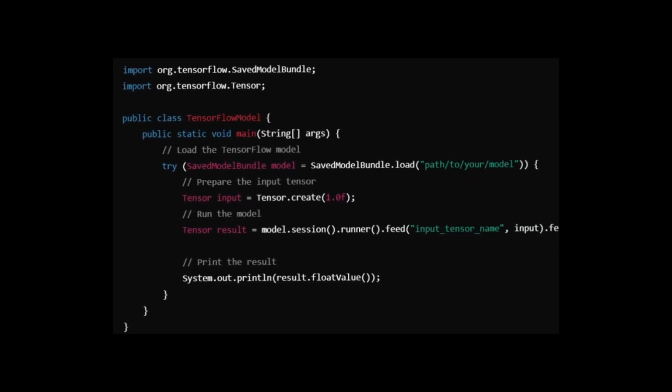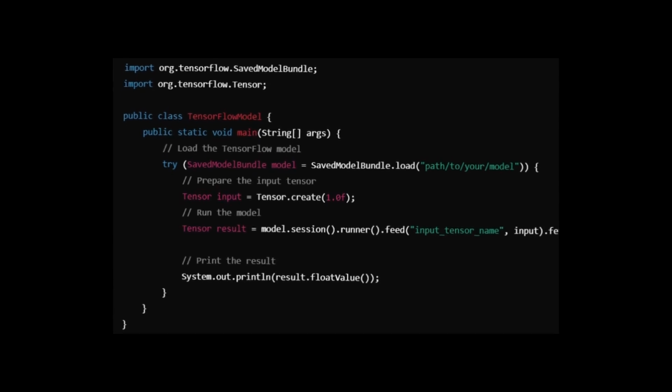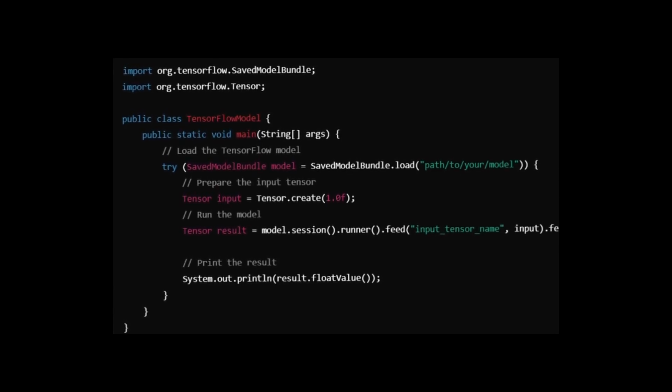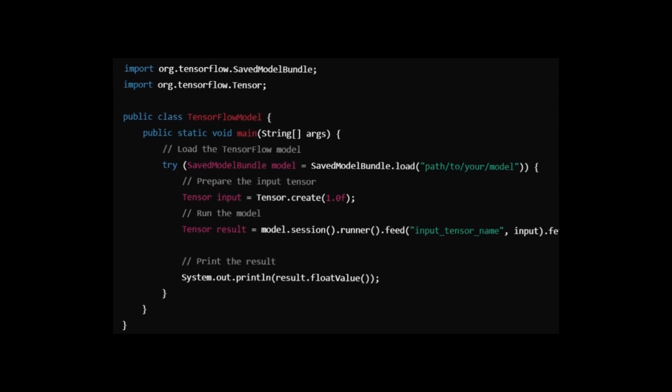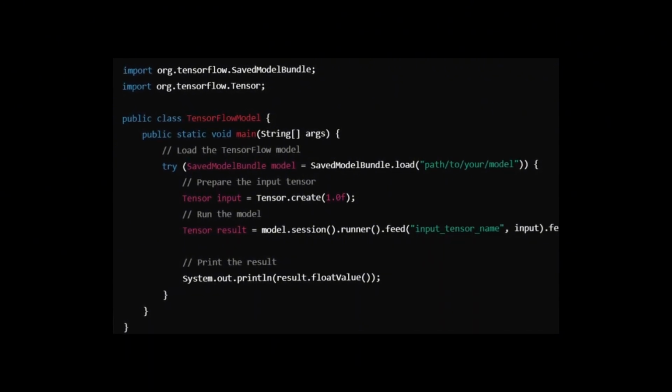The TensorFlow Java API allows you to load pre-trained models that have been saved in the .pb or SavedModel format. Here's how you can load a TensorFlow model. SavedModelBundle.load will load a saved TensorFlow model. The runner method executes the model's session, feed provides the input tensor, and fetch requires the output tensor. Finally, run executes the operation and retrieves the result.